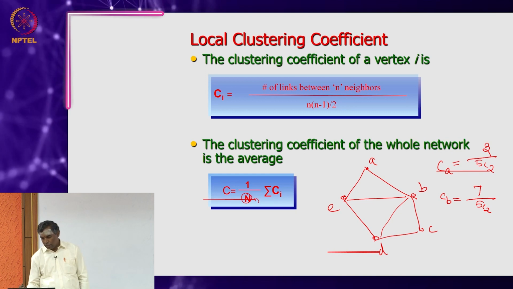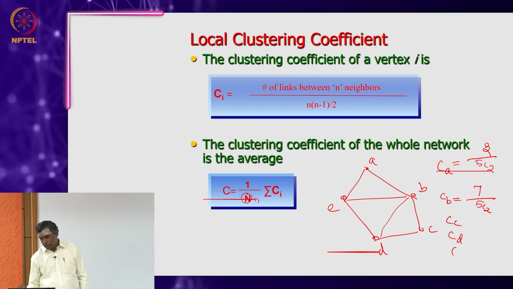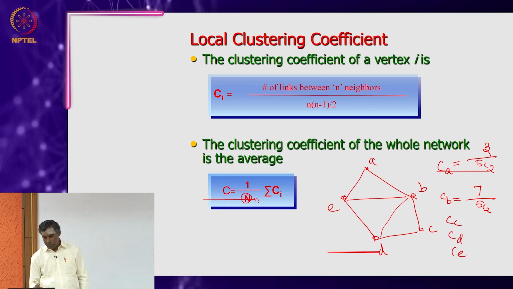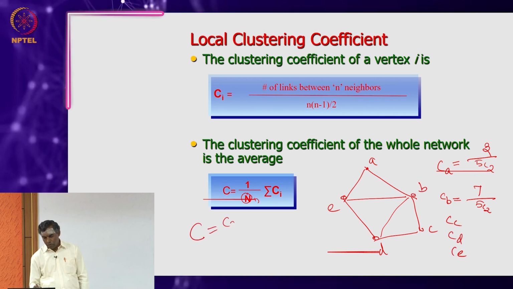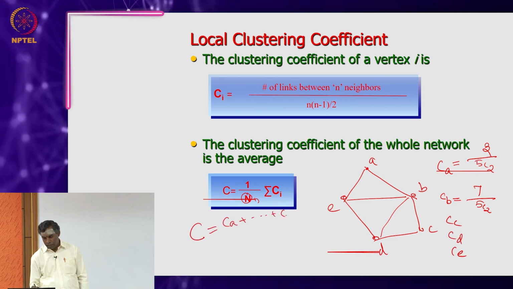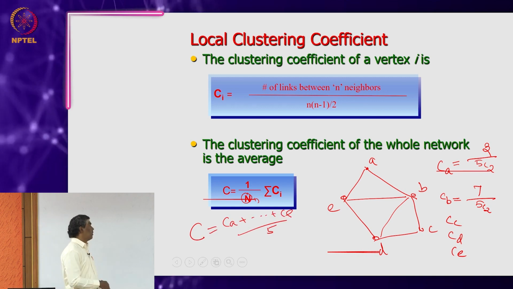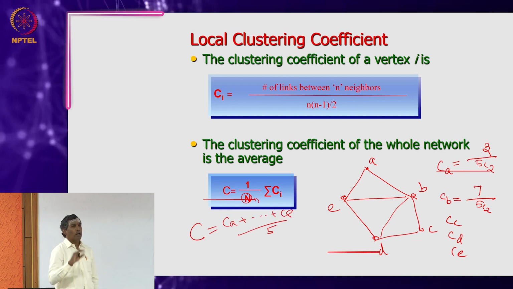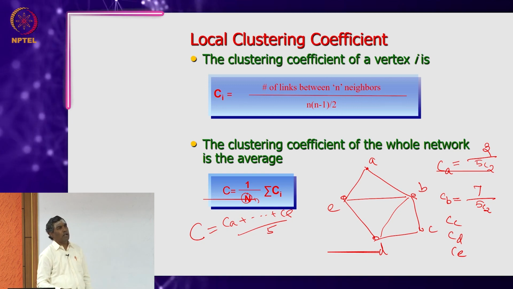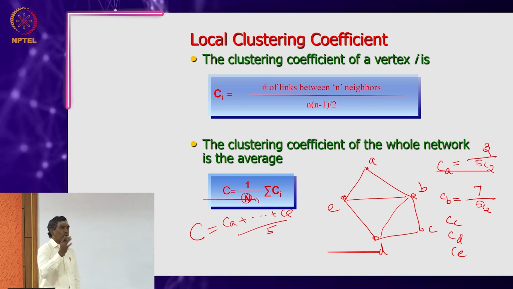Then you find CC, CD, and CE. Then the global clustering coefficient is CA plus etc. plus CE divided by 5. It's something like an average. This is a very powerful measure for finding some features in data.